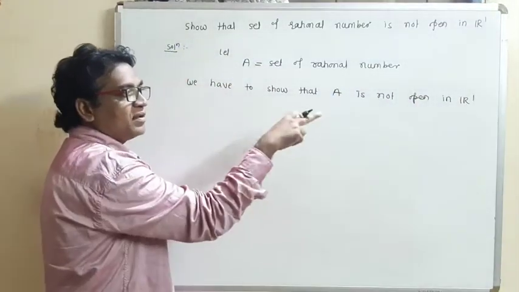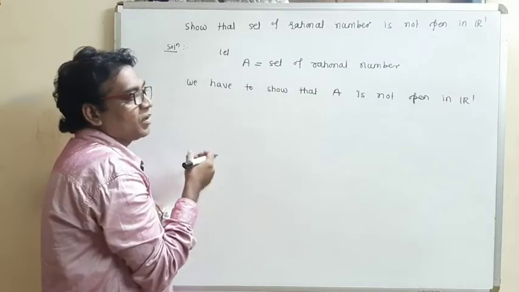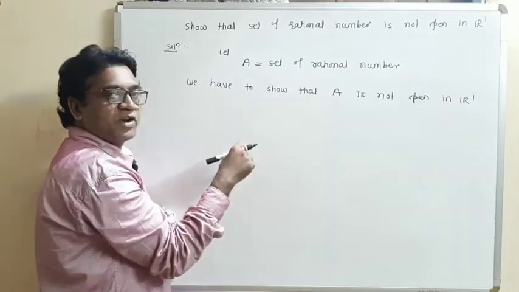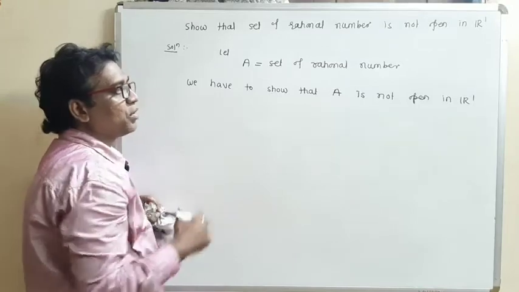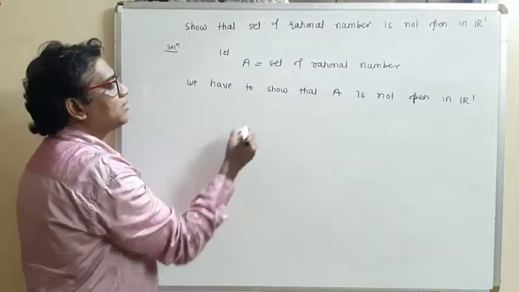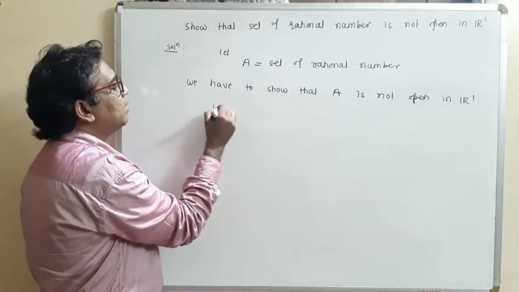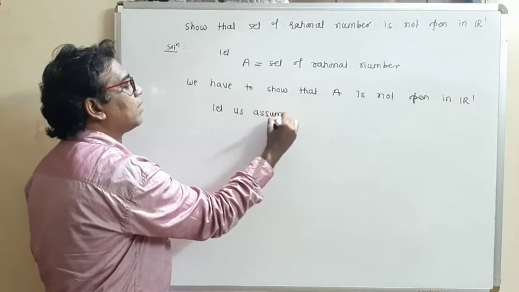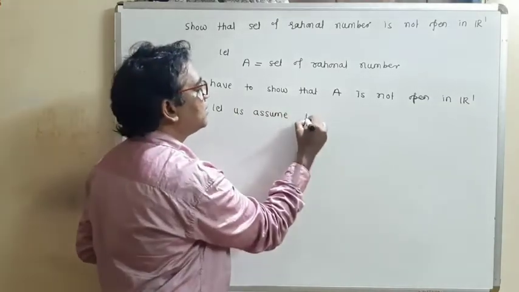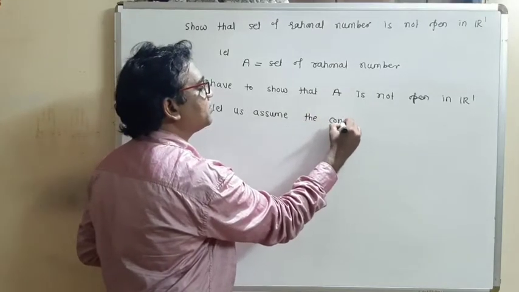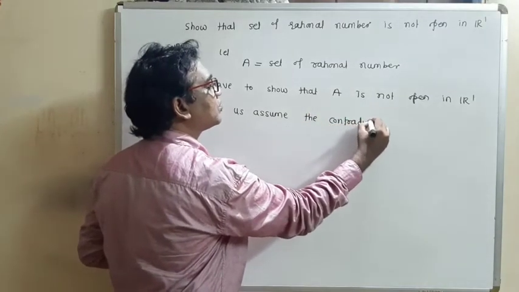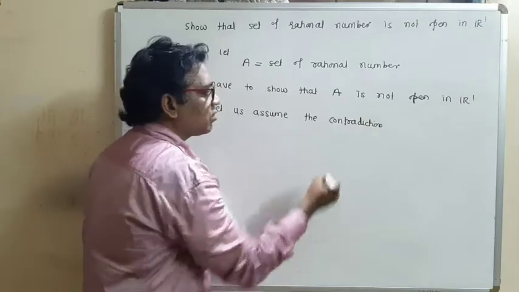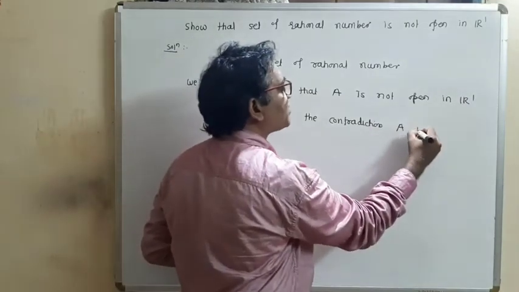So again, this is a negative type of statement. For a negative type of statement, we just use the method of contradiction. So right here, the contradiction method. Write down: let us assume the contradiction. So what is the contradiction? Just take the opposite statement.